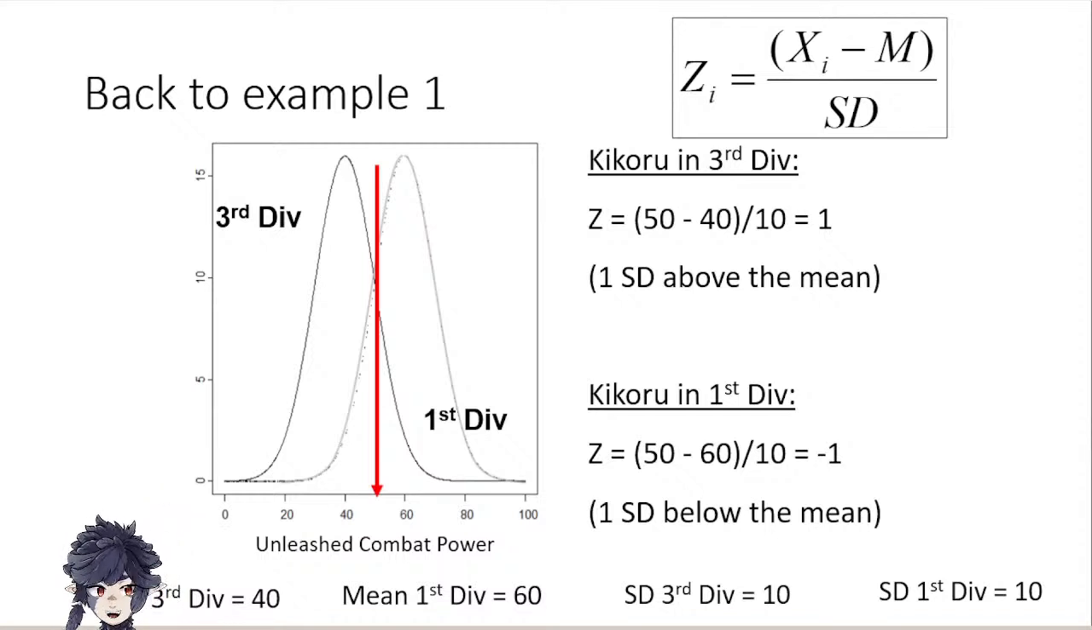She still has exactly the same unleashed combat potential, but because we're comparing her to the other people in the division, we can see that she's stronger in the third division relative to her peers than she is in the first division. So she might get put at the front of combat if she's in the third division, because she's stronger there relative to the other people, but she might be put more on the back lines in the first division because she's weaker compared to the other people there.